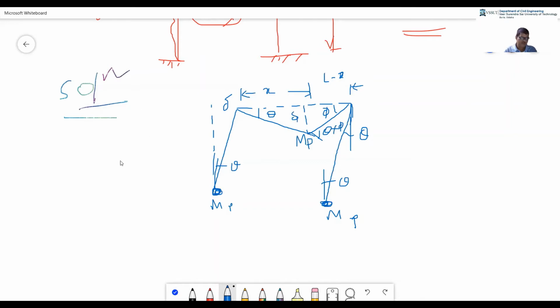These are the loads we have already found. And the height is 2L, and this span is given as L. So this is the composite or combined mechanism of the frame. In this, we have to prove the least load is equal to 4.946 MP by L.